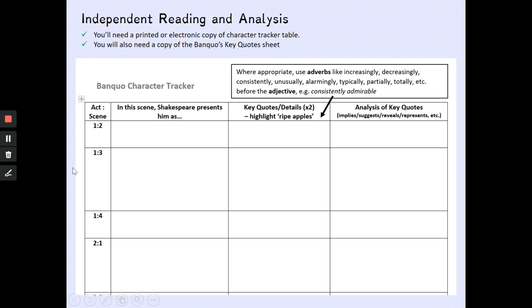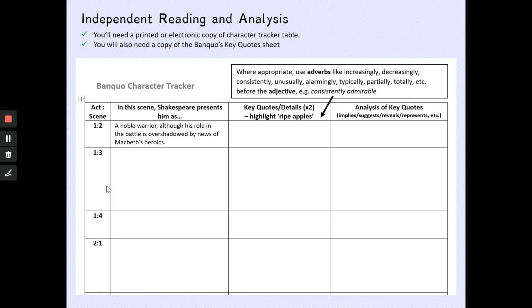So, in Act 1, Scene 2, we discover that Banquo is a noble warrior, although his role in the battle is overshadowed by news of Macbeth's heroics. Now, if you think, I want to do this independently, pause the video now, and you can fill in the rest of Act 1, Scene 2 and Act 1, Scene 3 on your own. If not, stick with me or come back to me in a minute and we will go through those things together.